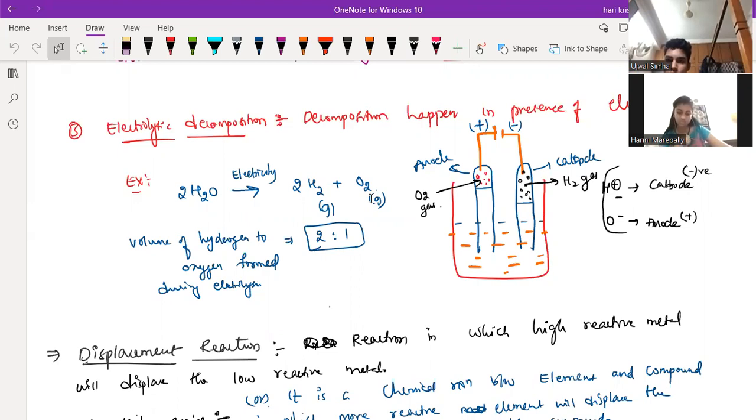So when you take the water, if the decomposition is to happen in the presence of electricity, it will produce the H2 gas and the O2 gas. But what is the ratio of H2 gas and O2 gas? What is the ratio of these two gases? So there, 2:1. H2 gas and O2 gas will produce in the ratio of 2 is to 1. So it is also one of the previous year questions. And where you will get the H2 gas and where you will get the O2 gas?